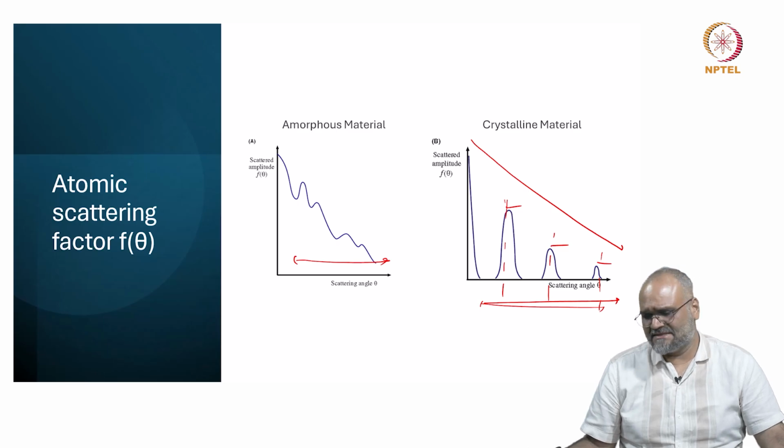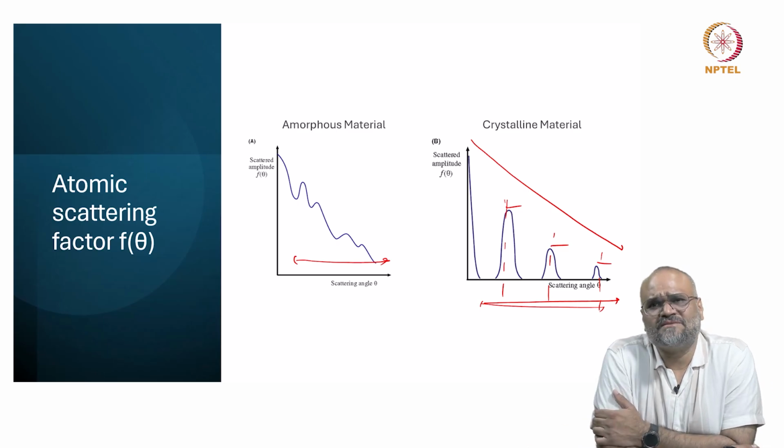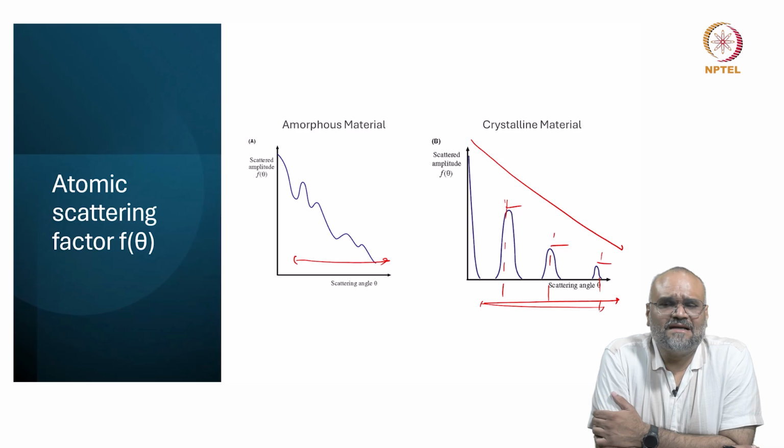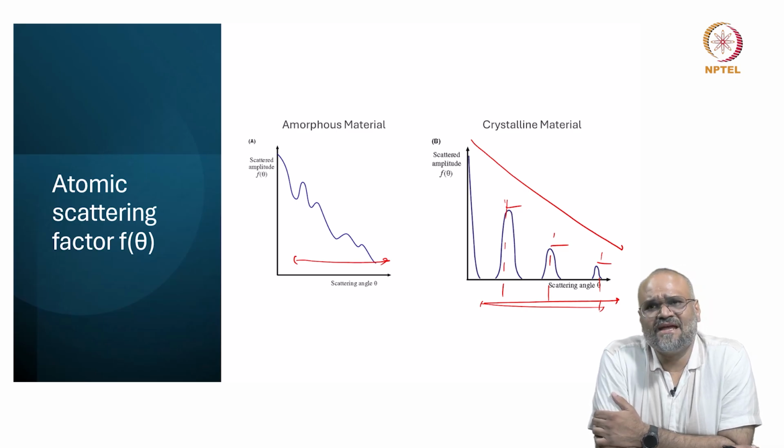So, with this, I hope you got some clarity that as a consequence of scattering and the interaction, there are variations in the amplitude, and this can be strongly related with the kind of information you get from a sample.